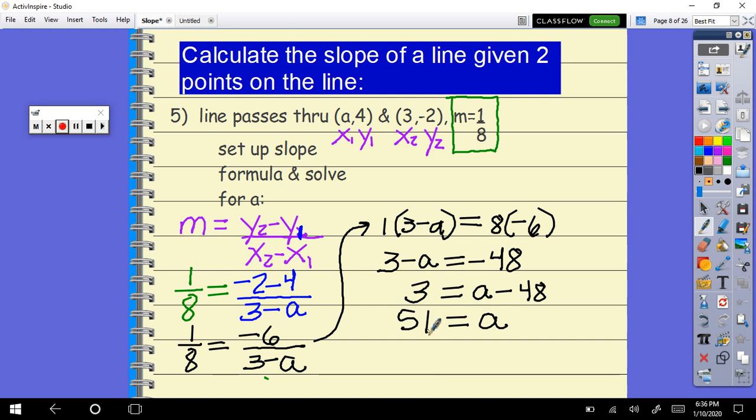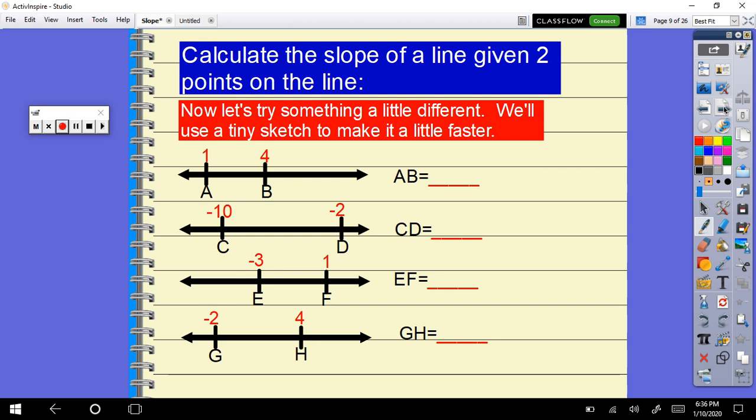So if you have a slope value like 1/8, and you're missing either the x or the y of one of the 2 points, just use your regular old slope formula, plug in. You'll get a proportion, cross multiply, and you can find the missing x or the missing y coordinate in this way. We're going to stop right there because I'm done with showing you the Algebra 1 sorts of examples. And now I'm going to show you something that's going to make it a little faster ultimately, and I consider this more of an Algebra 2 method for slope.